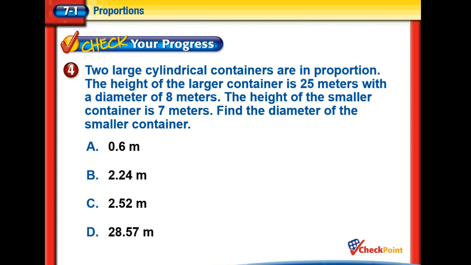Here's another problem for you to put in your notebook as an example. Two large cylindrical containers are in proportion. The height of the larger container is 25 meters with a diameter of 8 meters. The height of the smaller container is 7 meters. Find the diameter of the smaller container. So we can do height to height and then diameter to diameter when you set up your cross products or your proportions. And let's see what you get. Again, you may need to pause this to write down information for the problem.